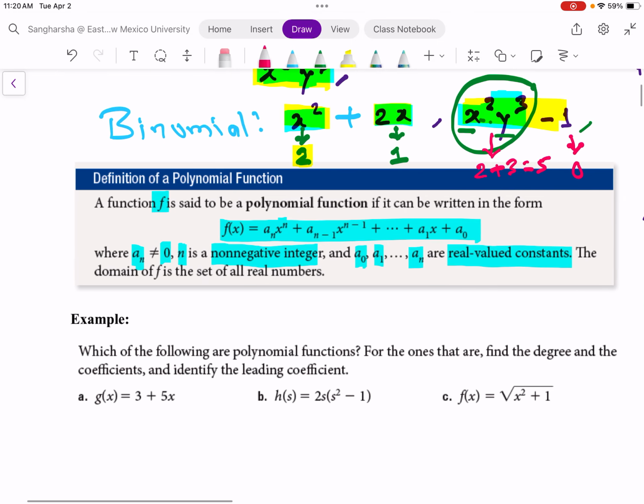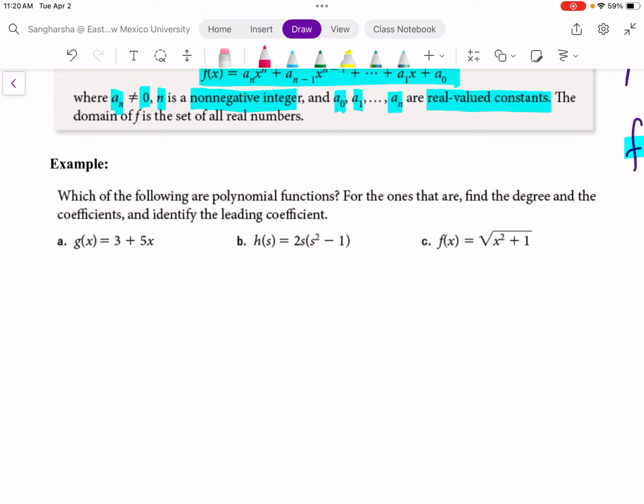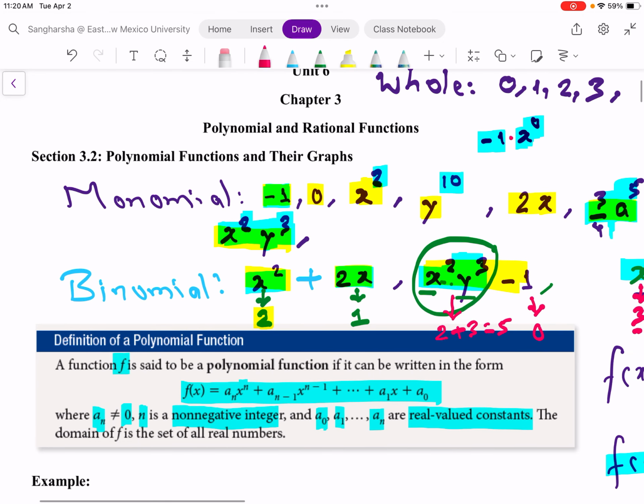Now we have examples here and we need to find whether these are polynomial functions or not. We need to find the degree, the coefficient, and the leading coefficient. Here I forgot to mention the coefficient. What is a coefficient? Let's go back here. If we take 2x, what is the coefficient? Coefficients are the real numbers, the constant numbers that we have in front of the variable.